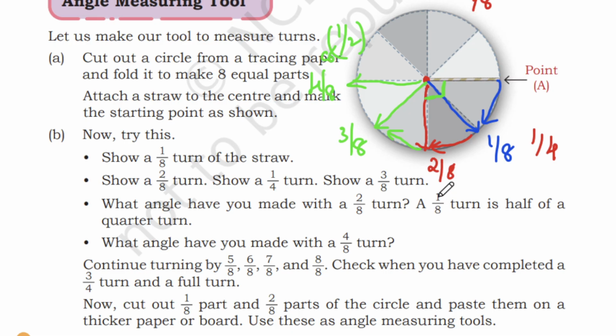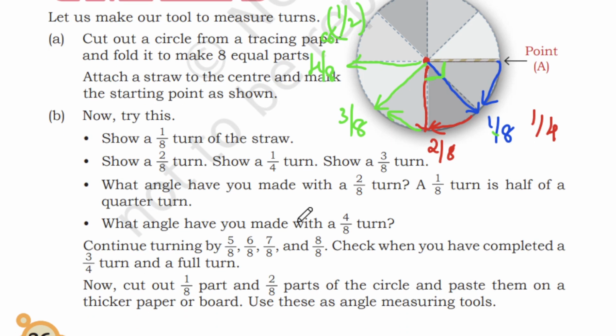Okay, and 1 by 8 turn is half of the quarter turn. Yes, this is 1 by 8 turn. So this full we got a quarter. So this 1 by 8 is half part of the quarter.